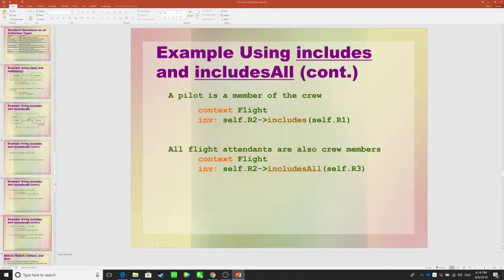Oh, includes all. Yeah. Okay, sorry. I thought you meant the or operator. I was kind of confused. Not about or, but all. Okay. So includes all self.r3. So that's the difference between includes and includes all. Right?